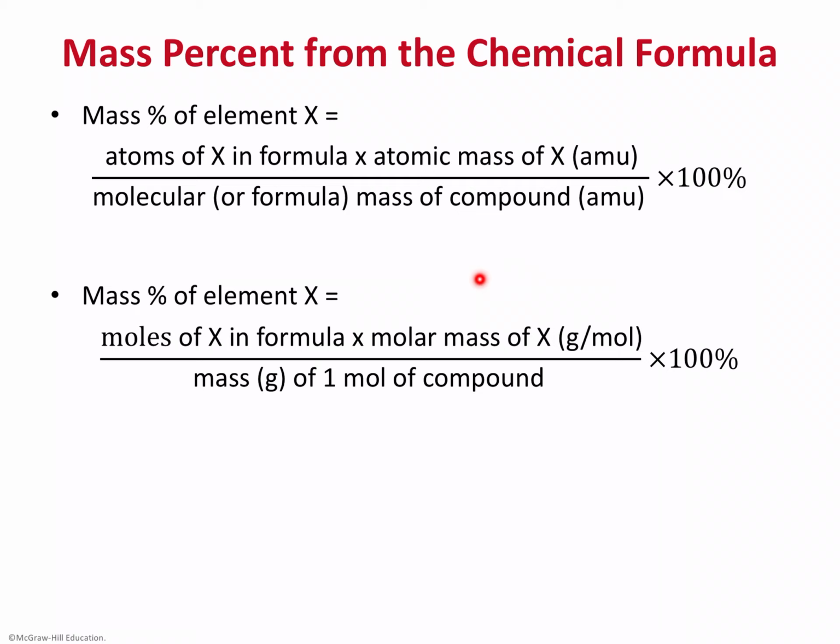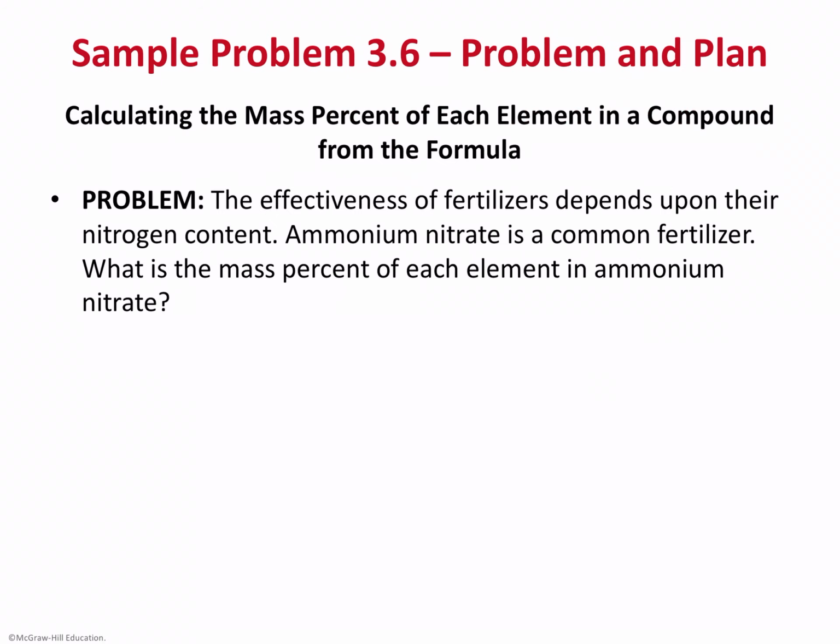That is the atomic mass of X. And similarly, you can use this formula where the number of moles of X in the formula times the molar mass. If you know the number of moles, you multiply it by the molar mass of X and divide by the mass of 1 mole of compound. Basically, both of these are similar. We will look at this with some examples.